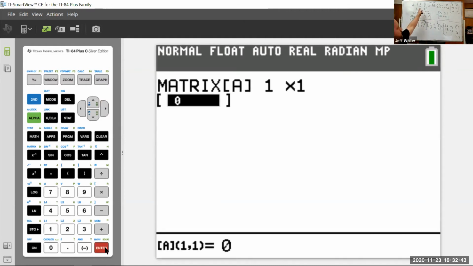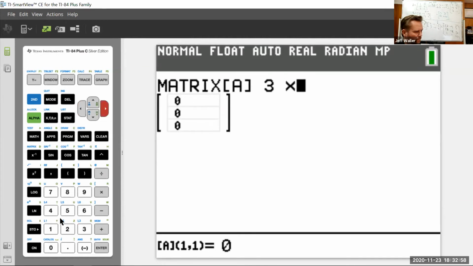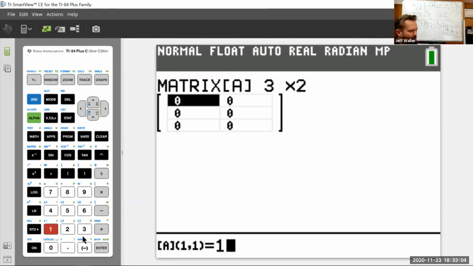And let's make it A. Oh, I've got to make it the right size. I went right past that. So what size is this? This is 3 by 2. So let's see, 3 by 2. Isn't that cool? Bam. So then you can put it in there. Let's see, 1. I don't think you guys need me to read this off to you.